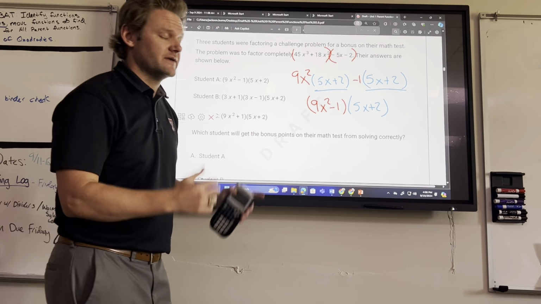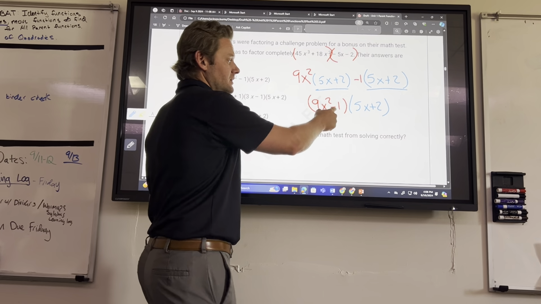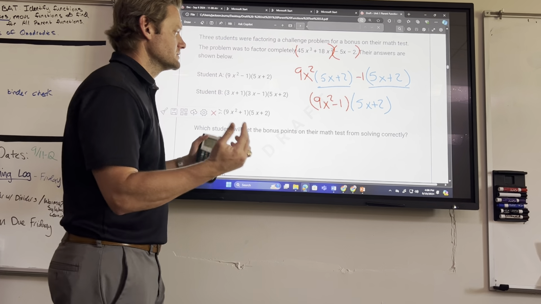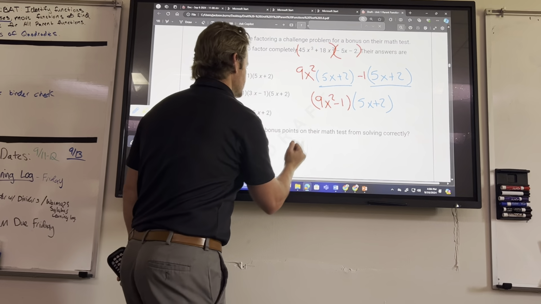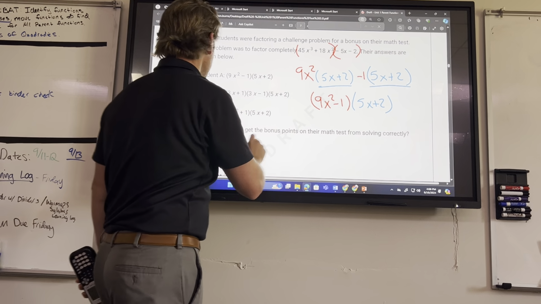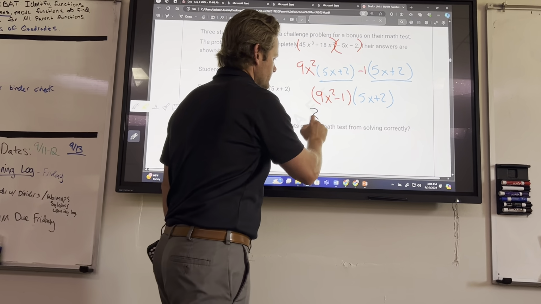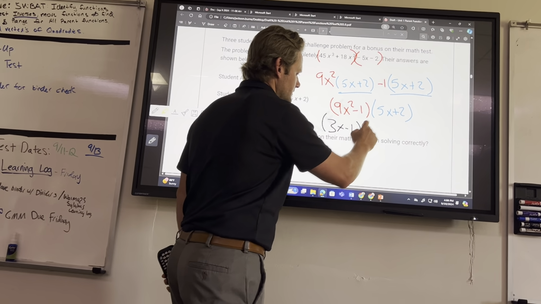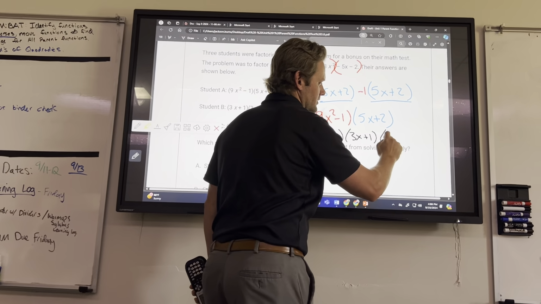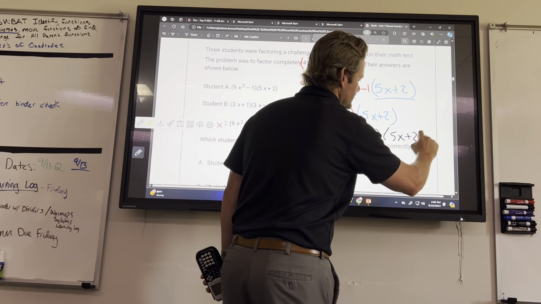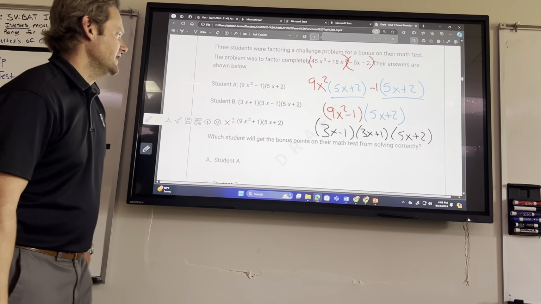9x squared, that's a perfect square of 3x. 1 is a perfect square. 1 times 1 is 1. 1 squared is 1. So that automatically factors. Do black for my answer. 3x minus 1 times 3x plus 1. And of course, don't forget your last term. Those are my 3 factors.